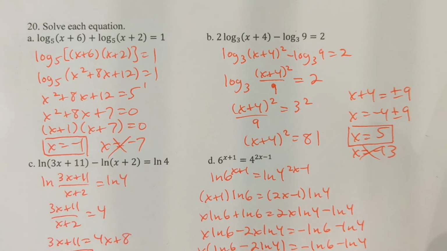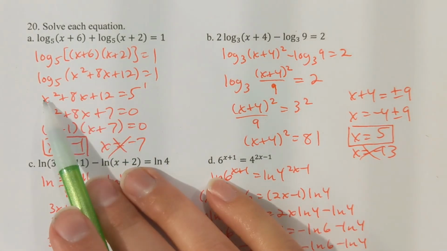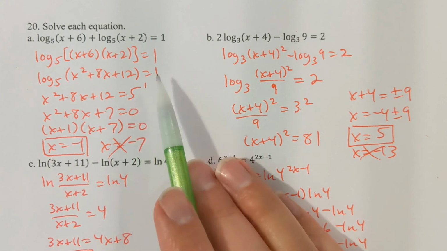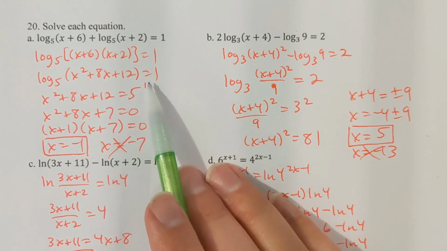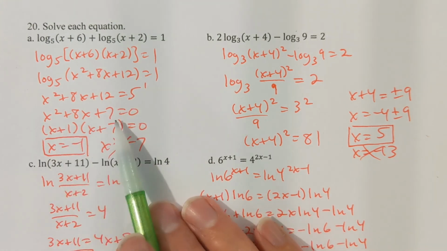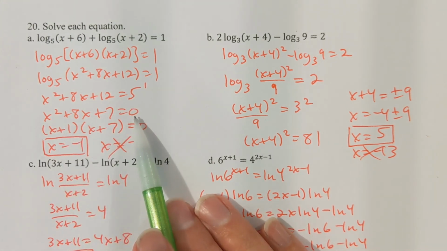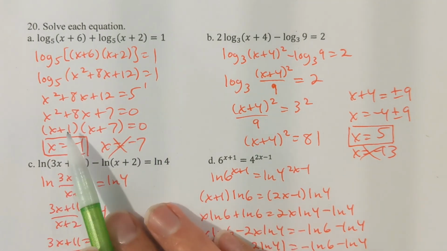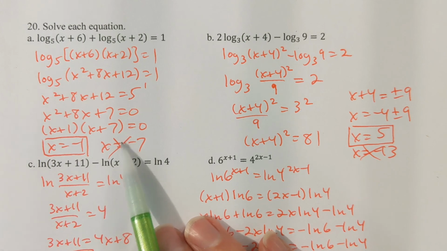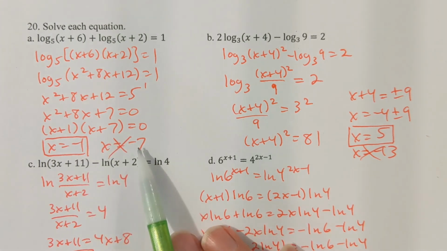x squared plus 8x plus 12 is my input. That's going to be all alone on the exponential. 5 is the base. That'll be the base of the exponential. 1 is my y value. 5 to the first is 5. Subtract 5 from both sides, and now we're looking at a quadratic. x squared plus 8x plus 7 equals 0 is going to factor nicely as x plus 1 times x plus 7. Set each of those equal to 0, and you get x equals negative 1 or x equals negative 7.